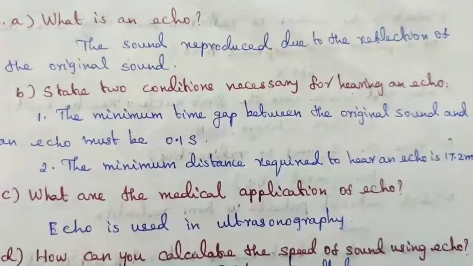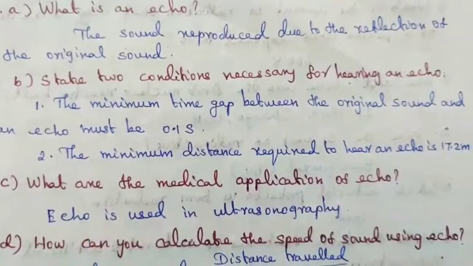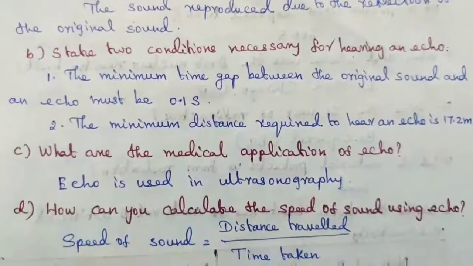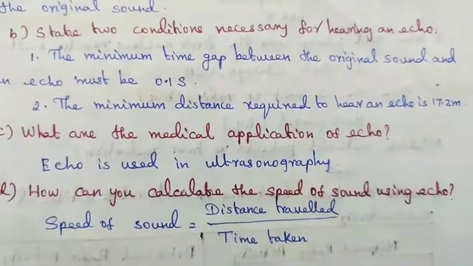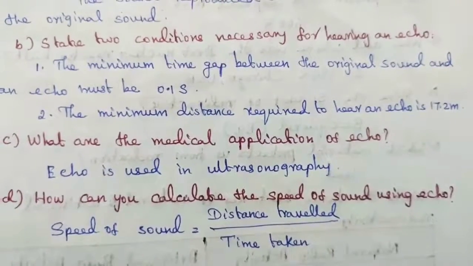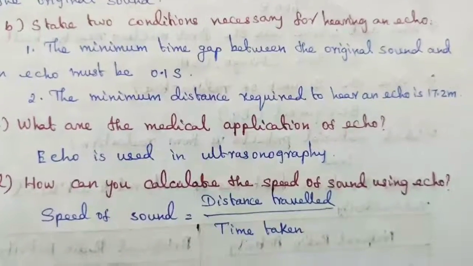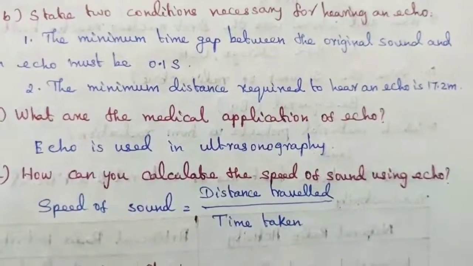Then what are the medical applications of echo? Echo is used in ultrasonography. How can you calculate the speed of sound using echo? Speed of sound is equal to distance travelled divided by time taken.